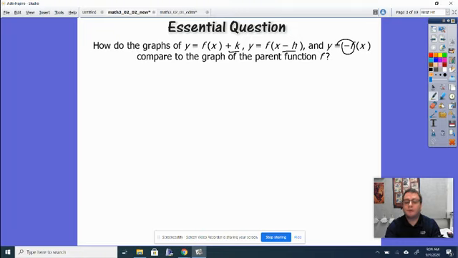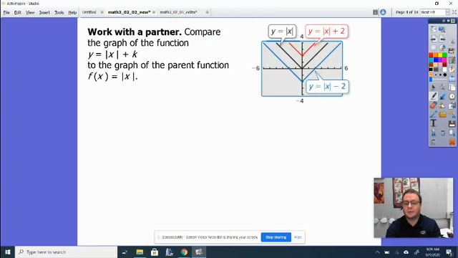Okay, so what happens is, remember, these k's move up and down. H's move left and right, but they do the opposite of what makes sense. And then that negative, or the a, remember a can stretch vertically or shrink vertically, and then it can also flip over x. Okay, so again, this is that quick part that we already talked about really last time. So I'm going to go through these next couple really quick. Feel free to pause and go back if you need to.